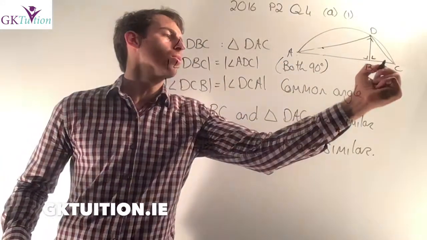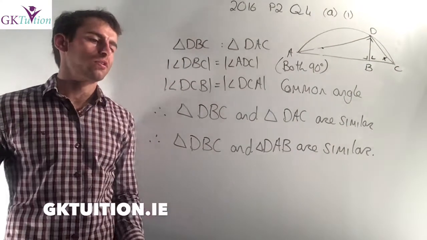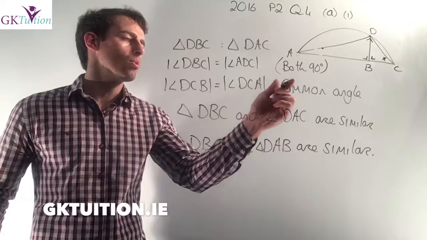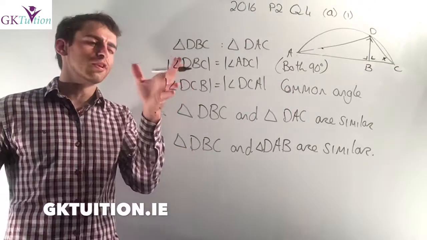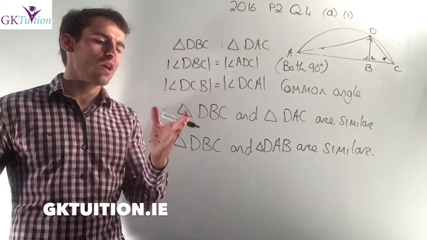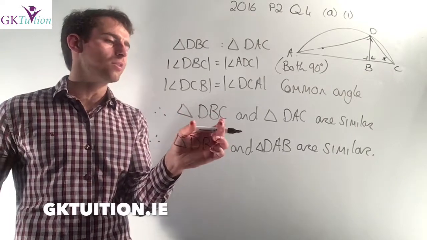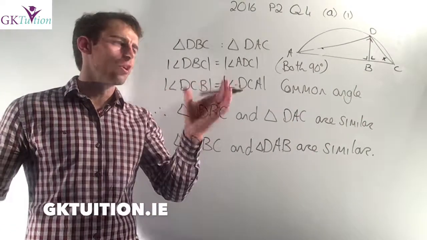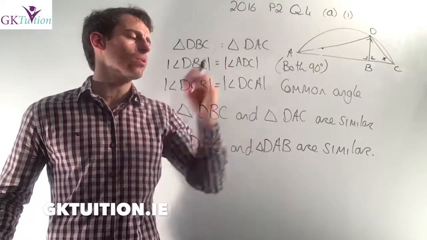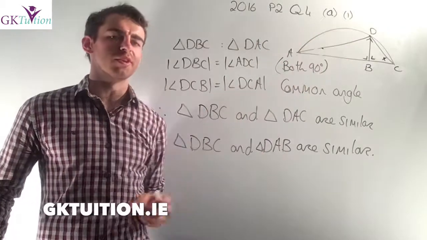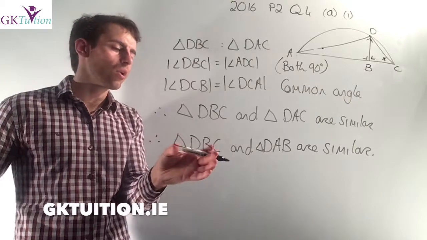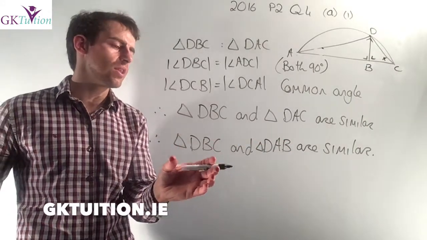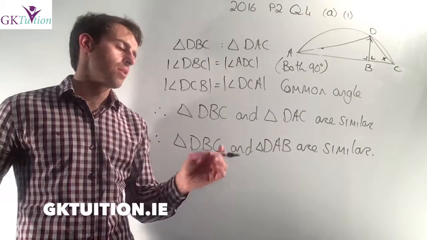Then both of them contain this angle. So I can say that the angle DCB is equal to the angle DCA because it's a common angle. Once I've proven they have two sets of equal angles, I can conclude that the triangle DBC and the triangle DAC are similar. So I've proven the one on the left and the big one are similar, the one on the right and the big one are similar, which means that clearly the one on the left and the one on the right are similar to each other. The triangle DBC and the triangle DAB are similar.